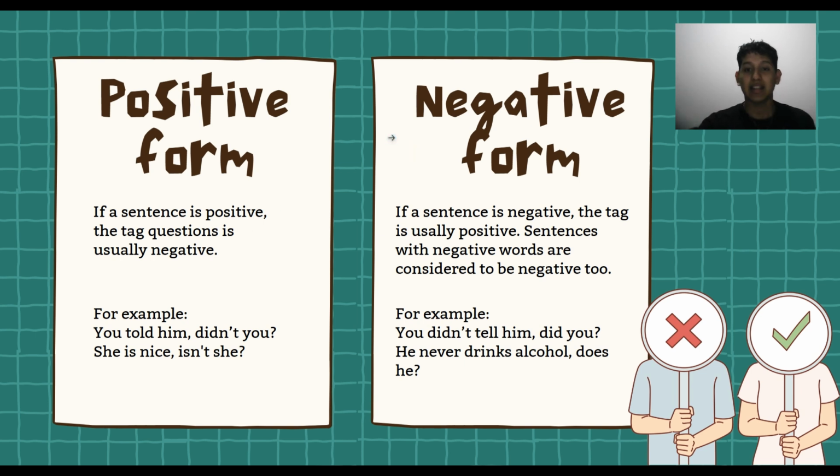And then there is the negative form, which is if a sentence is negative at the beginning, the tag question is usually positive. Sentences with negative words are considered to be negative too. For example, you didn't tell him, did you? Negative, didn't. And there's also he never drinks alcohol, does he? Words like never or something that negates something are considered negative too.